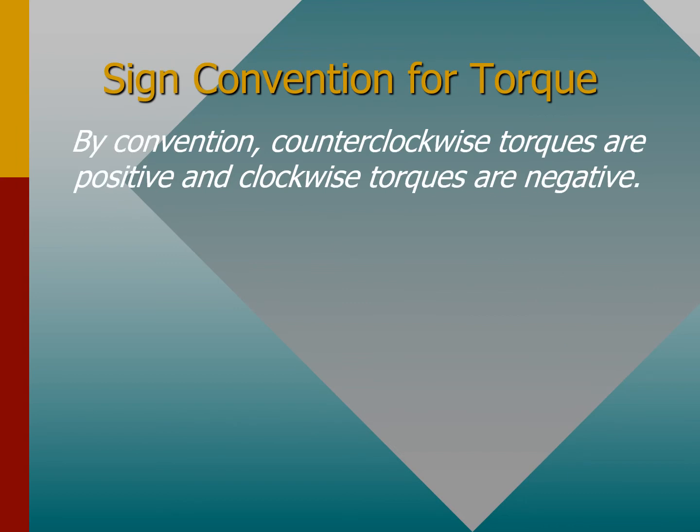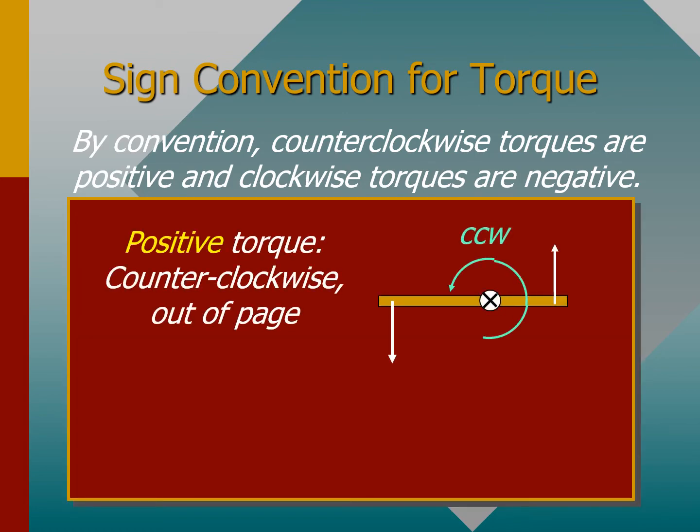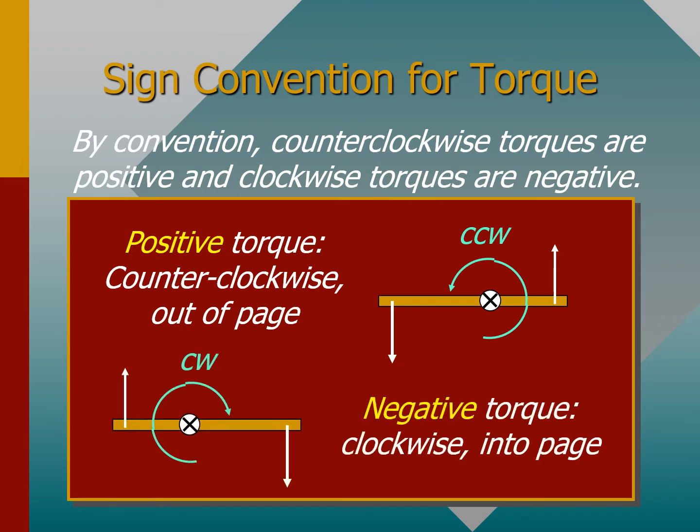Sign convention for torque. By convention, counterclockwise torques are positive and clockwise are negative. Positive torques, counterclockwise, out of the page. Negative torques, into the page.